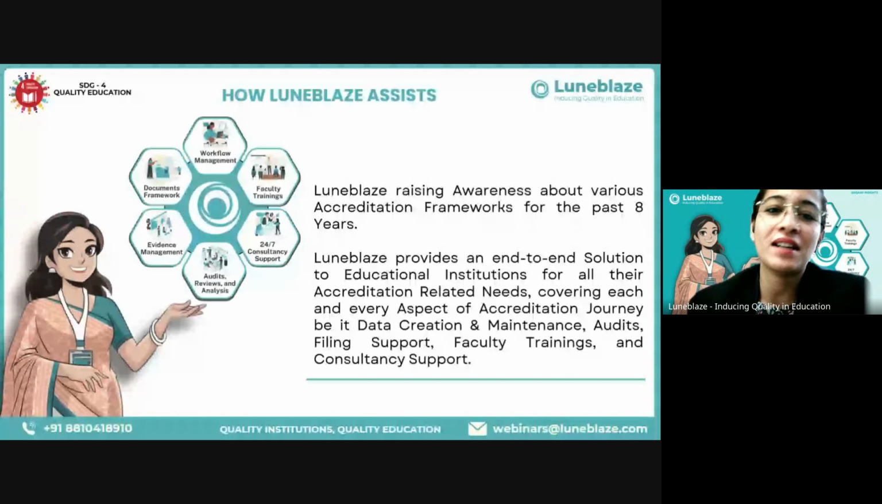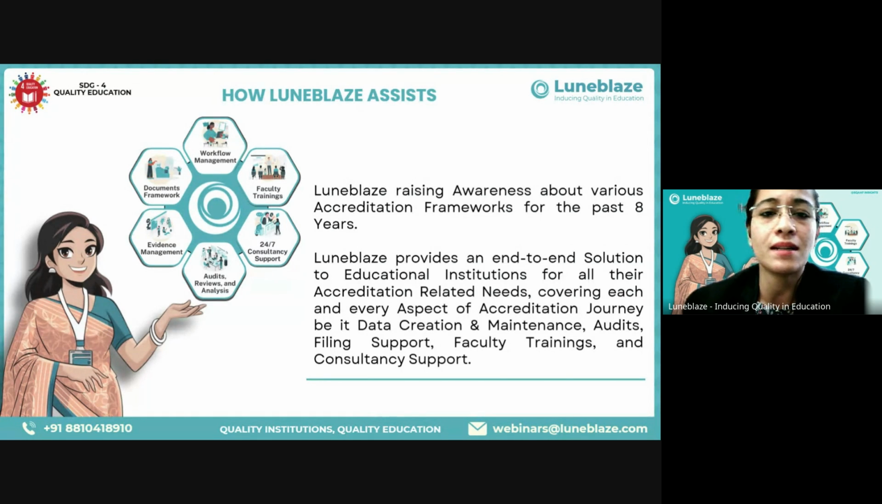It was really an insightful and practical walkthrough of the SQAAF Domain 7, beneficiary satisfaction. It sets the stage for understanding how schools can align their internal processes with the expectations of the accreditation bodies. And this is exactly where Luneblaze steps in to support the schools. With over 8 years of experience in accreditation, we are helping schools confidently navigate the SQAAF journey. From organizing documentation and managing evidence to streamlining workflows, audits, and trainings, we provide a complete solution that simplifies every aspect of the accreditation process.